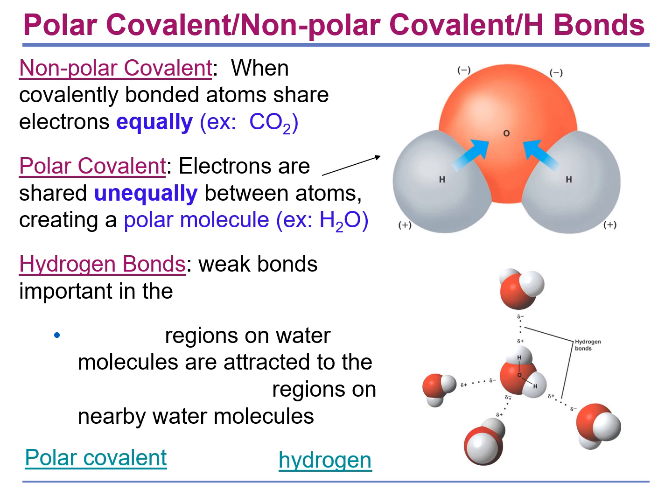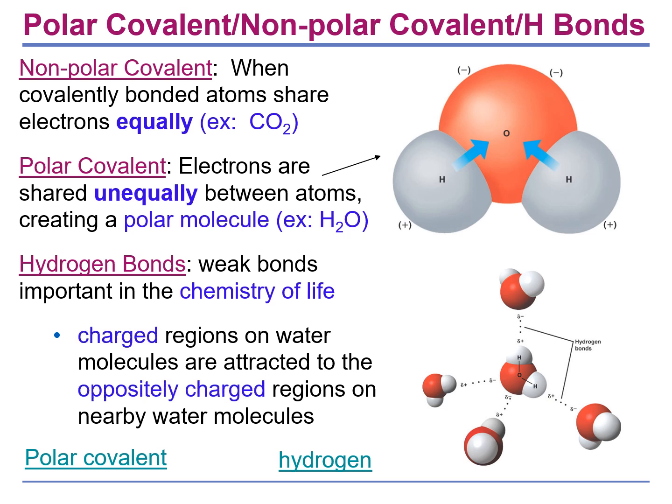Next are hydrogen bonds. Hydrogen bonds are important in the chemistry of life because charged regions on water molecules are attracted to the oppositely charged regions on a nearby water molecule. So the hydrogen atom in an H2O molecule is attracted to an oxygen atom of another water molecule, and an oxygen atom of one water molecule is attracted to the hydrogen atom of the other molecule.